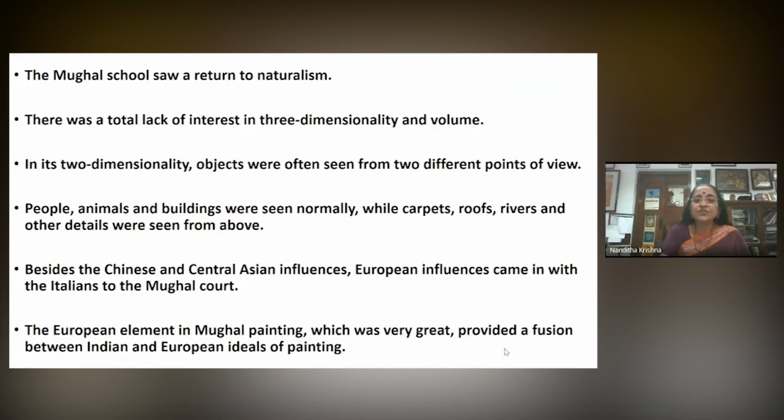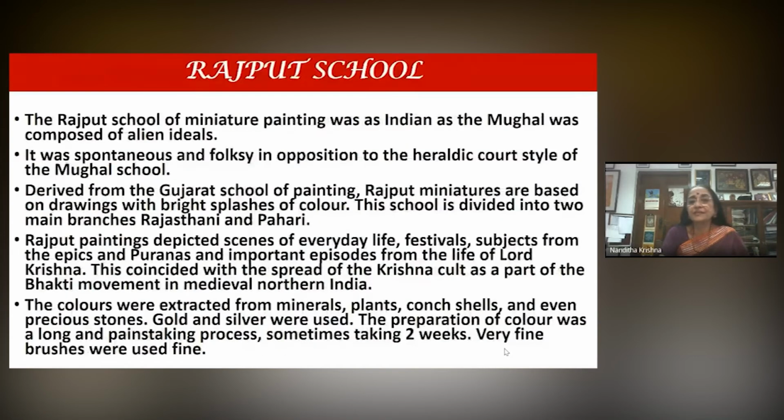Besides Chinese and Central Asian influences, European influences came in with the Italians. Mughal painting was a fusion between Indian, Persian, and European ideals of painting. Now we go on from here to the Rajput School, which was as Indian as the Mughal school was composed of alien ideas.